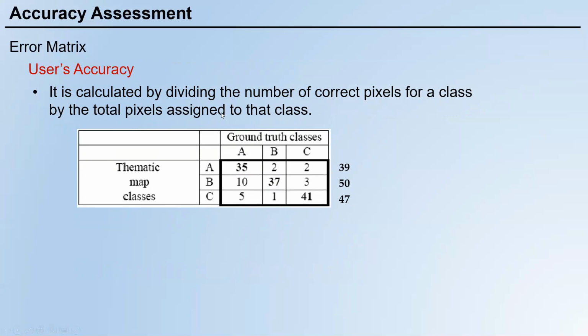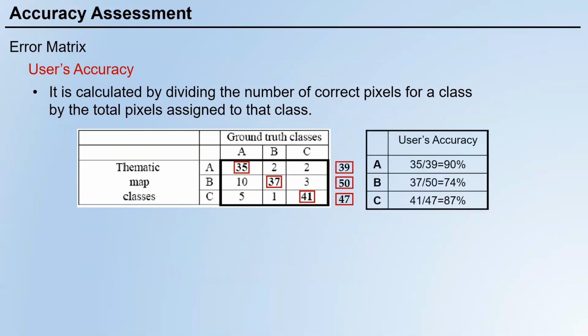the total pixels assigned to that class. So it's for your users to consider. Okay, so for class A, the user's accuracy is the ratio between 35 and 39, which means that after your classification, I'm the user, you did the classification, you provided me this data. So what's your accuracy? That's the accuracy I care about. I'm the user, right? So I care about the accuracy of your classification method. How to do that for each class.